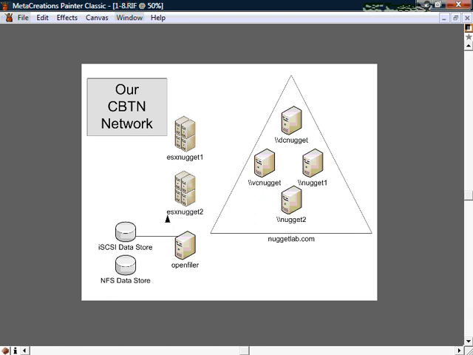We're going to build a second ESX server, Nugget 2, and we're also going to create an instance here called OpenFiler, which is an open source tool for creating iSCSI data stores. That OpenFiler instance will be connecting to an iSCSI data store and also an NFS data store as well, so that we can see the connections to iSCSI and we can see the connections to NFS.